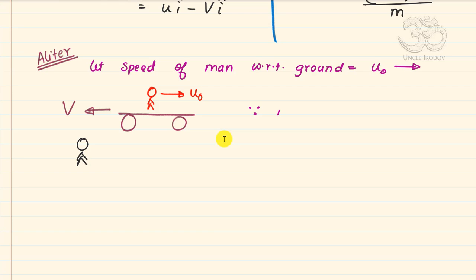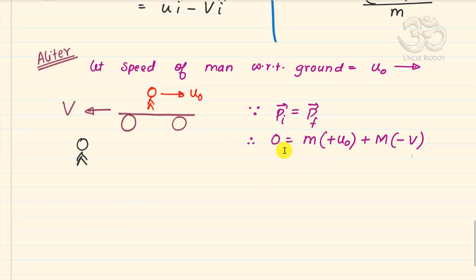So since P initial is equal to P final in the ground frame for this man plus railroad car system, therefore 0 is equal to small m times plus u naught plus big M times minus V. Initial momentum is equal to final momentum. This will give you u naught is equal to big M V by small m.